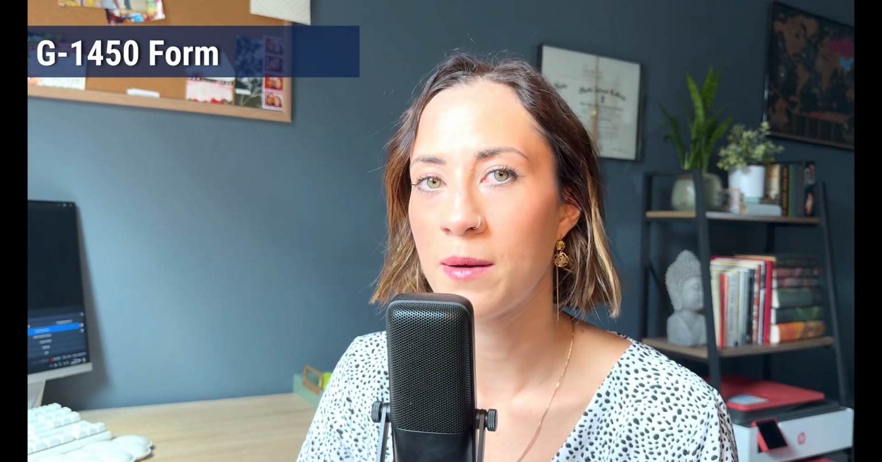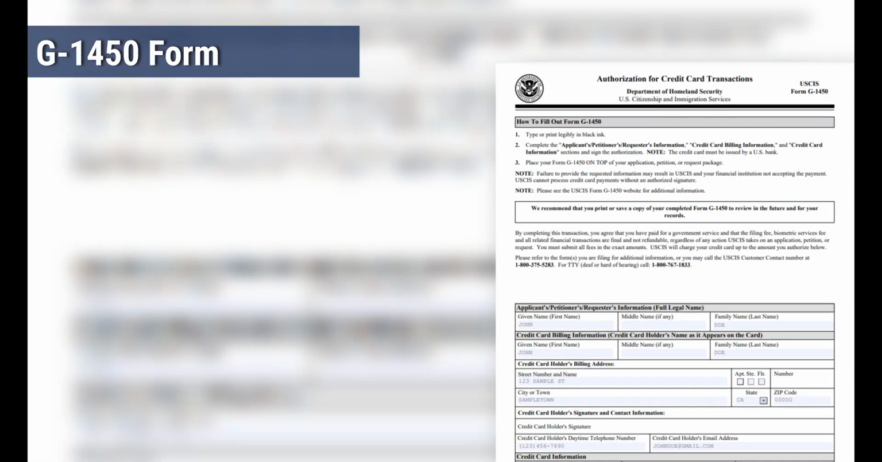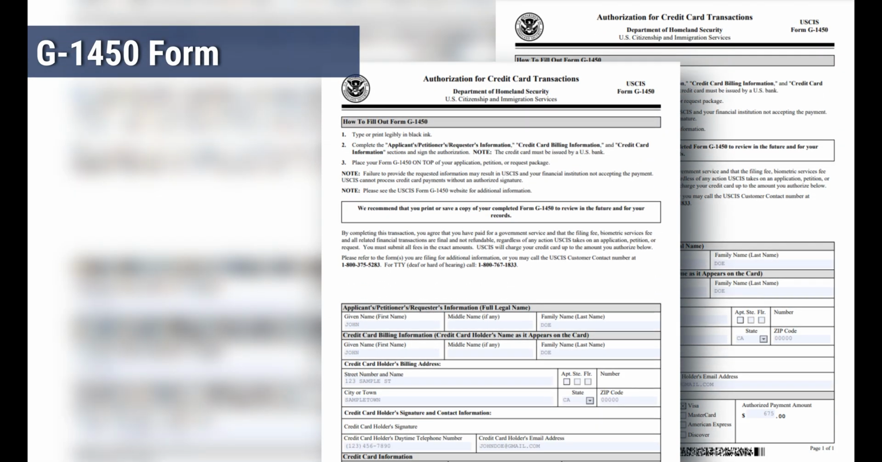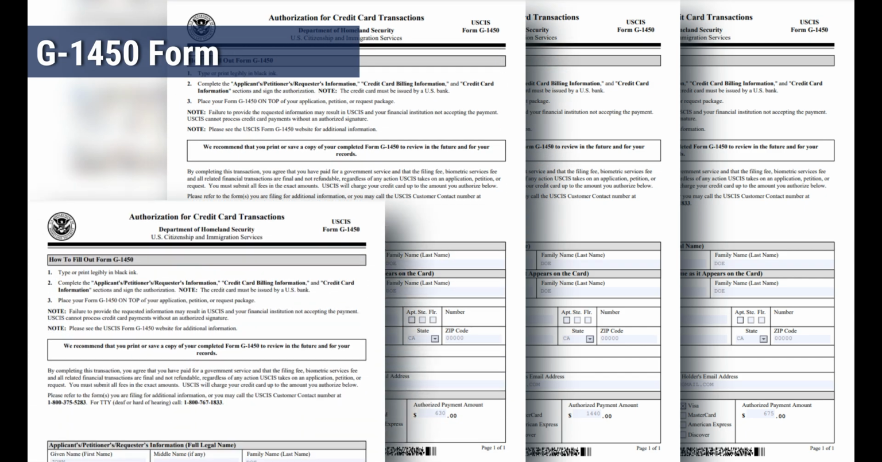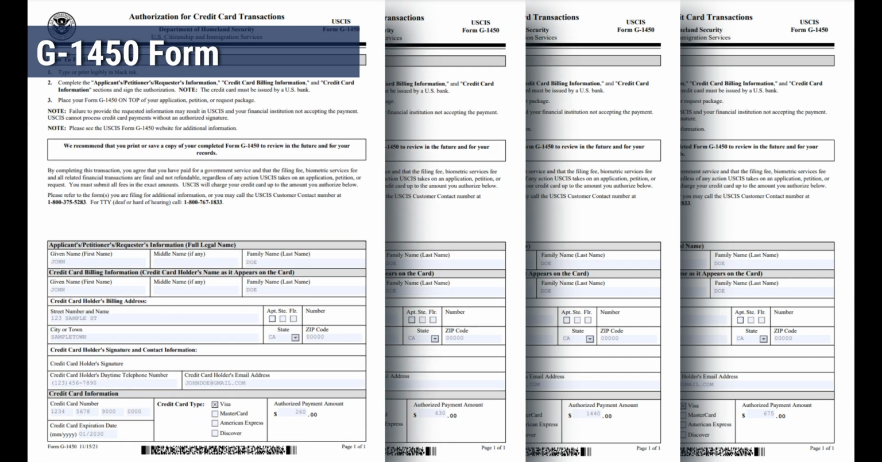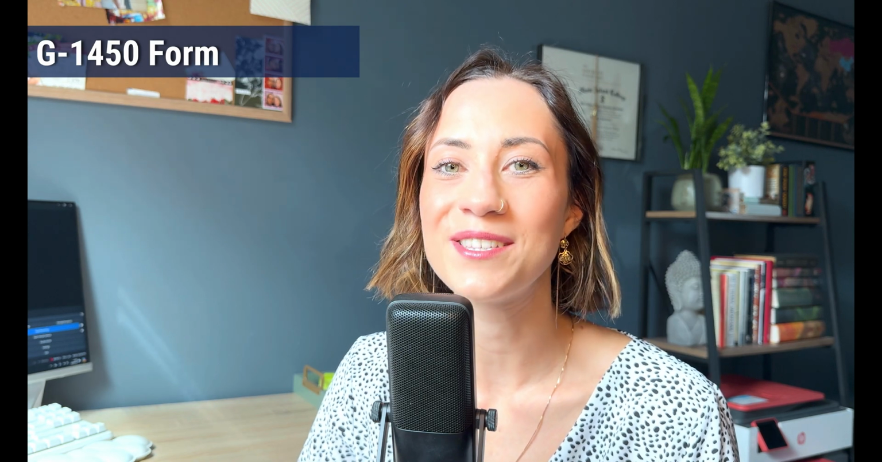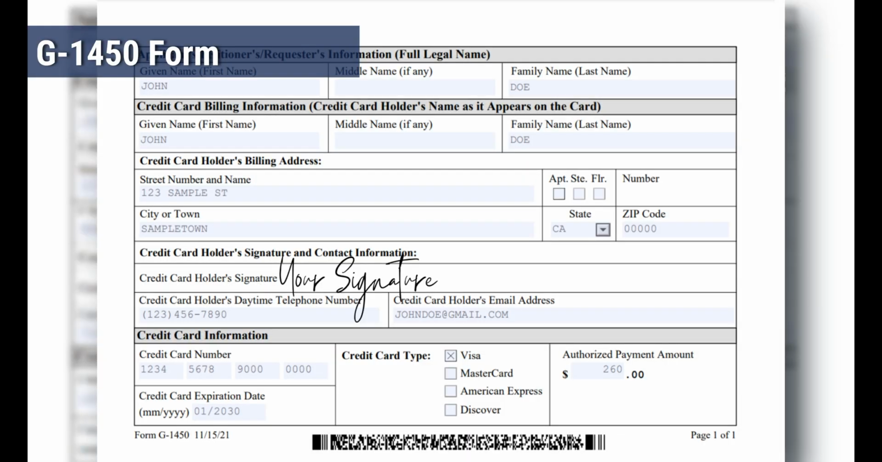If you're using G1450, you must again remember to fill out a separate G1450 form for each application. Never combine all the fees into one G1450 form. You must attach a separate G1450 in the beginning of your file for each separate USCIS application. Another important note is do not forget to sign the G1450 form in pen. Some people forget to sign it, which is why their card gets rejected.